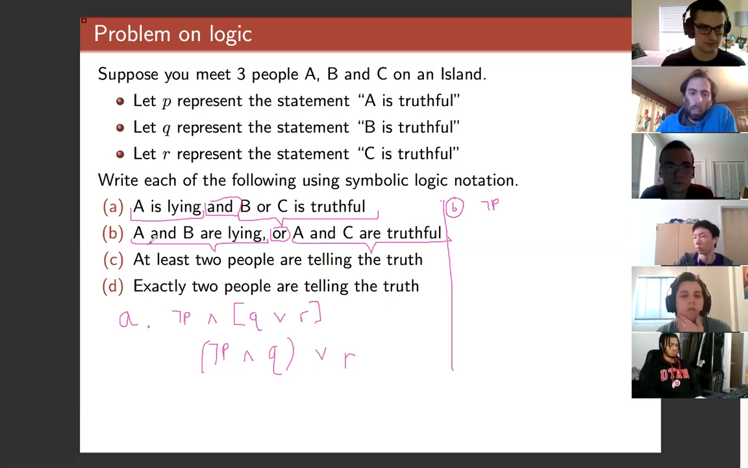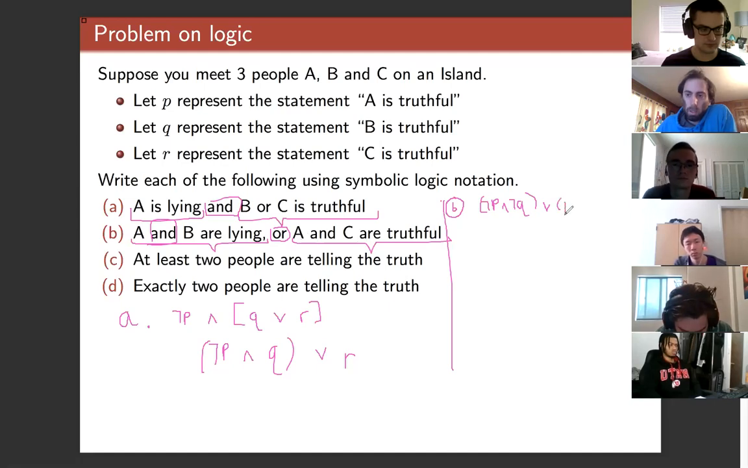So and not Q, the and is here. So and not Q, right? And then we have an or. A and C are truthful. So that would be P and R. So that's A is truthful and C is truthful. So P and R. All right. Are there any questions about part B? All right, let's do part C.